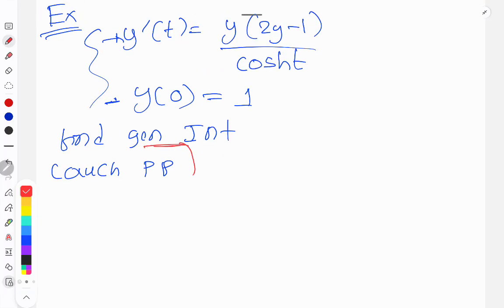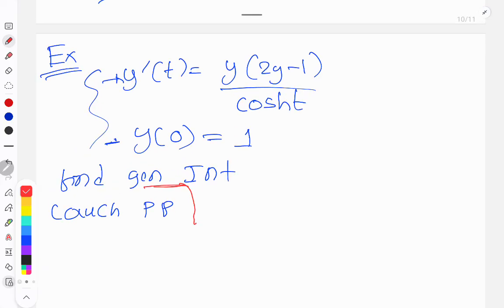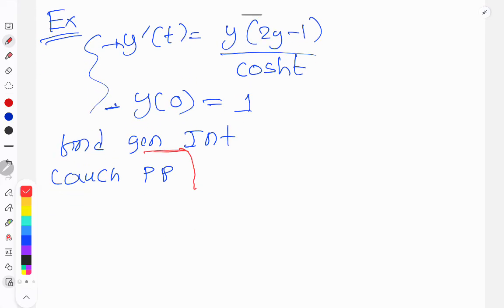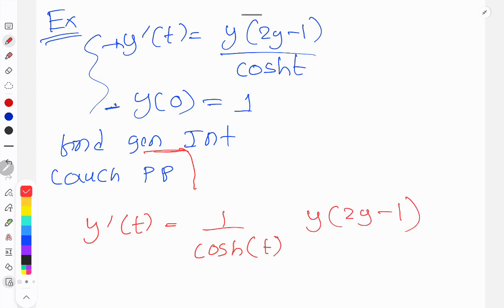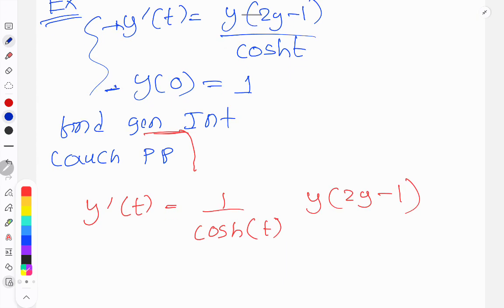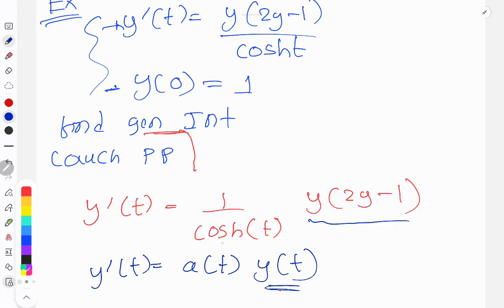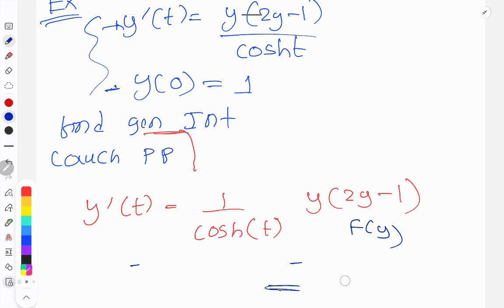To find this, you have to check which form it is. Either it is order 1, or it is separable variable, because you see y dash of t equals 1 multiplied with cos hyperbolic t multiplied with y(2y minus 1), right? I just separated this one. If you multiply y over here, it will be 2y square minus y. It's not usual. If you go back to our old cases, it should be like y dash of t equals a of t multiplied directly with y of t, but it is not multiplying directly with y of t. It is something f of y, right? Here is a function of y.